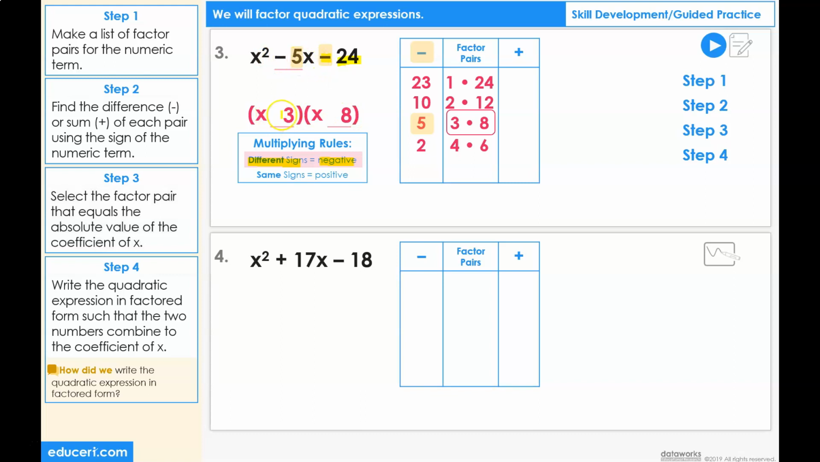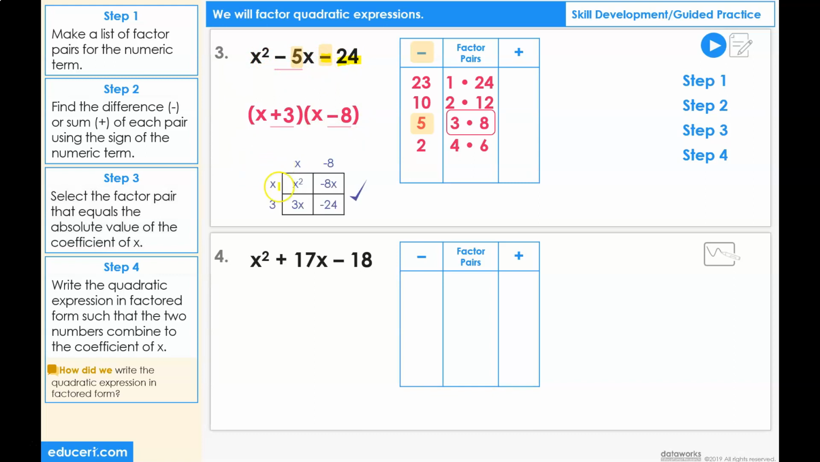Well, if you did negative 3 plus 8, that would be a positive 5. So the negative will go with the 8, and the positive needs to go with the 3. Now, if we combine positive 3 and negative 8, we get negative 5. So these binomial factors are equivalent to our quadratic expression above.